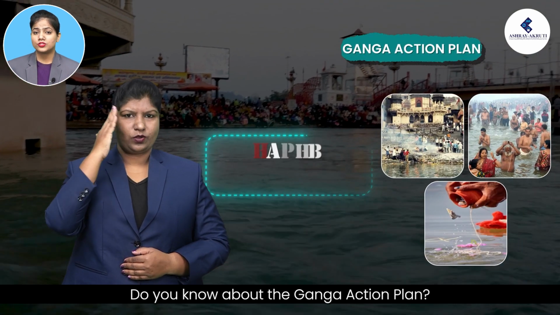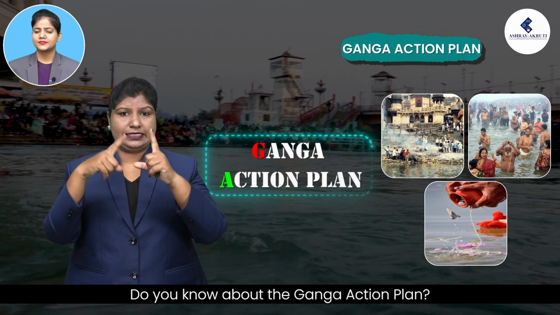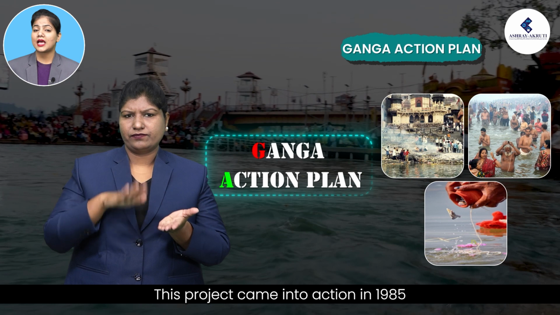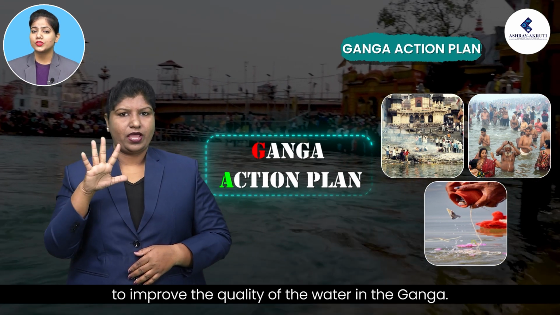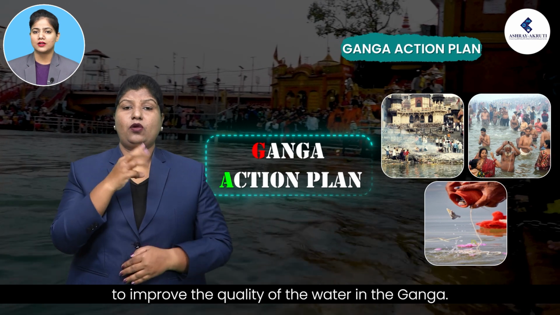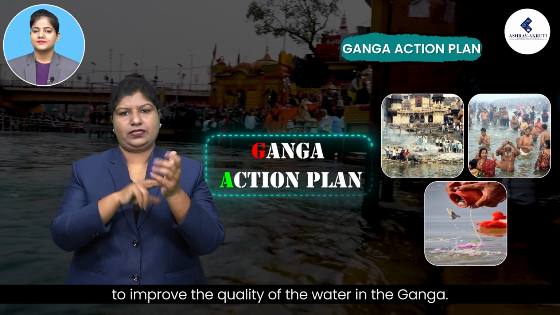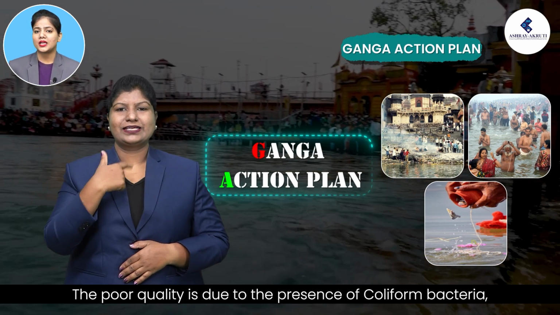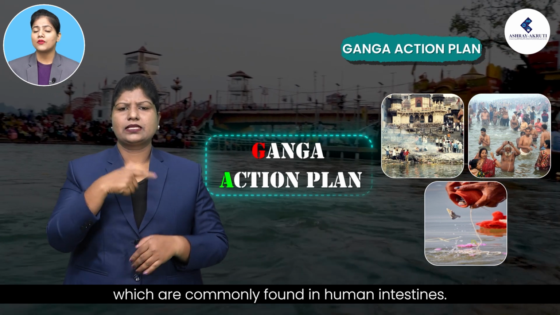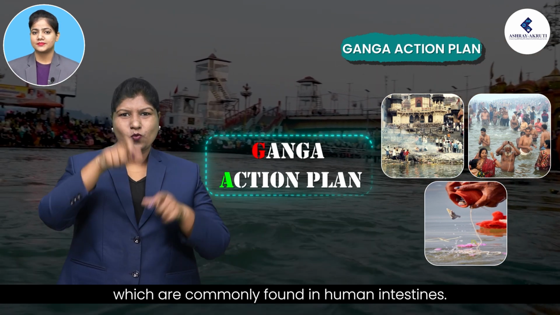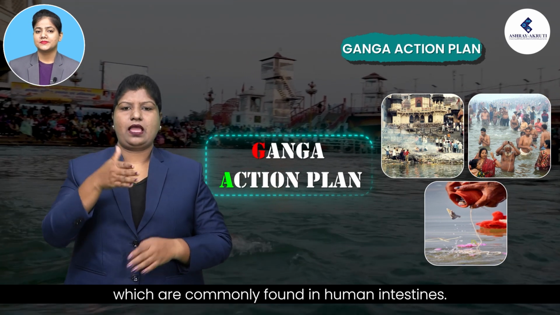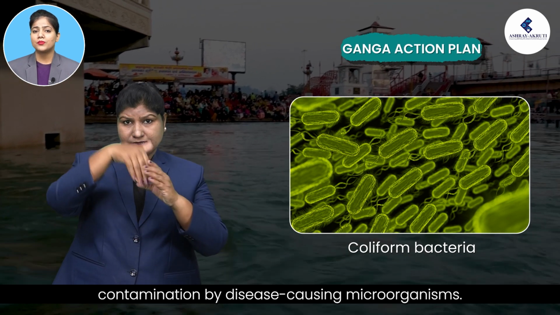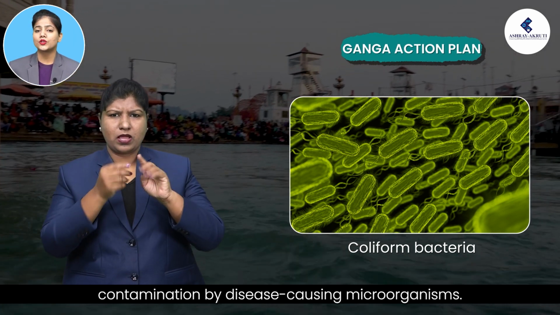Do you know about the Ganga Action Plan? This project came into action in 1985 to improve the quality of the water in the Ganga. The poor quality is due to the presence of coliform bacteria, which are commonly found in human intestines. The presence of coliforms in water indicates contamination by disease causing microorganisms.